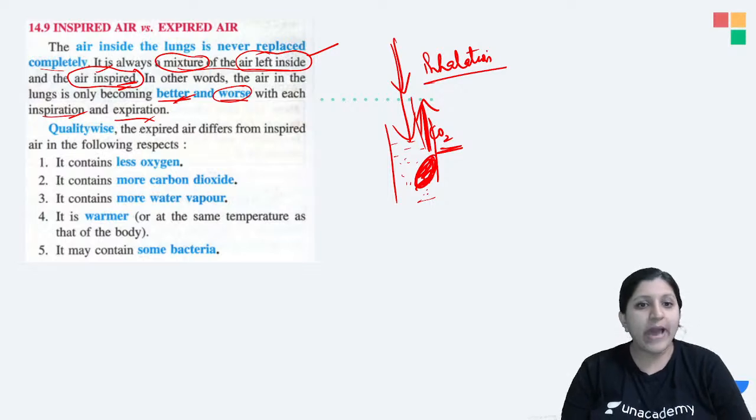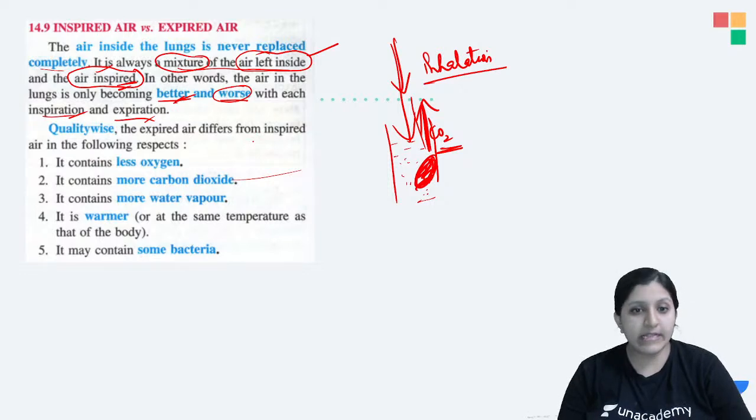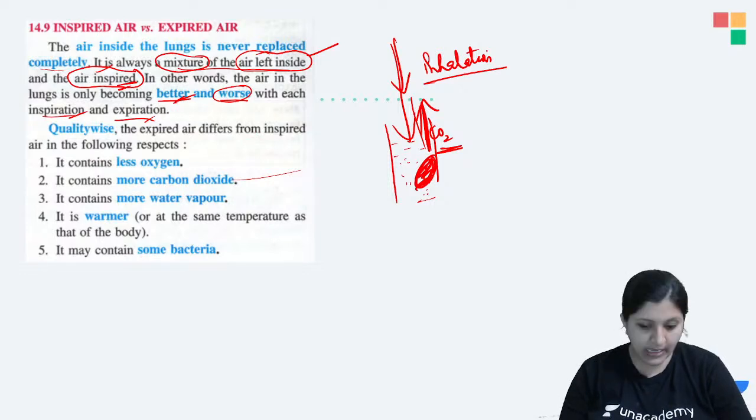Okay. So quality wise, when we mention it, the expired air differs from the inspired air. So expired air, how is it different from the inspired air? Any idea on this one? So how will the expired air be different from the inspired air?